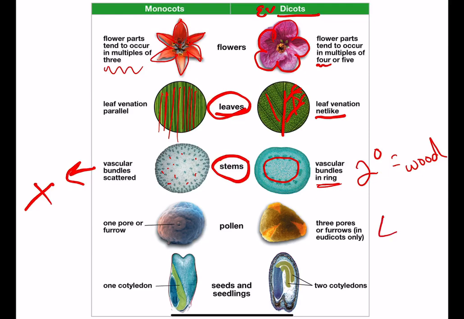Okay, the pollen thing, that's cool. I'm not going to talk about that. You can read if you want. The other big difference, and this is where the name monocot and eudicot comes from, is the cotyledons. Eudicots have 2 cotyledons in their seeds, while monocots have 1 cotyledon in their seed. Neat.